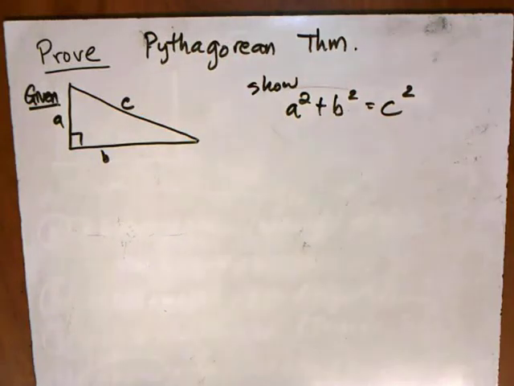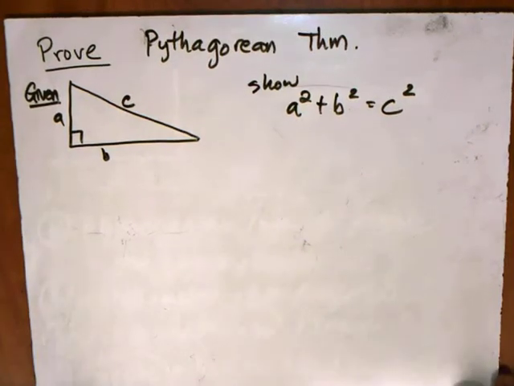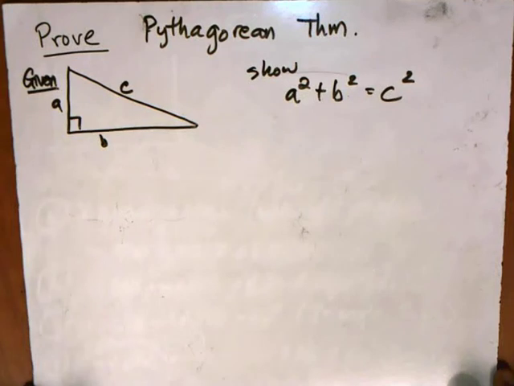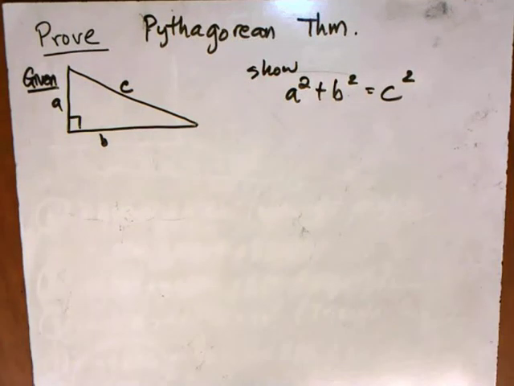Hello, geometry students. We are now going to prove the Pythagorean Theorem, one of the most famous and most useful theorems in all of mathematics. This is used a lot in middle school and high school in trigonometry, and this is going to be a proof of it. There are literally more than 100 different ways to prove this, but in this video I'm going to show you how to do this using the area method.